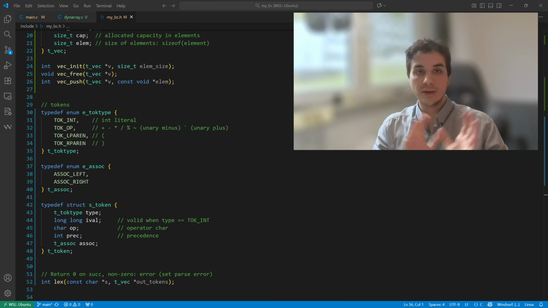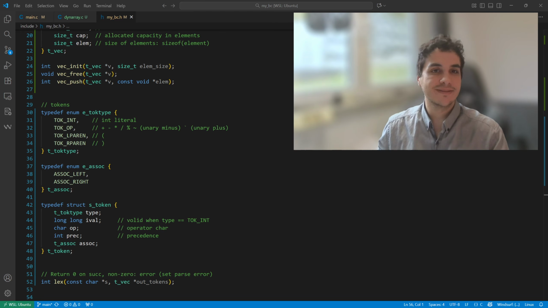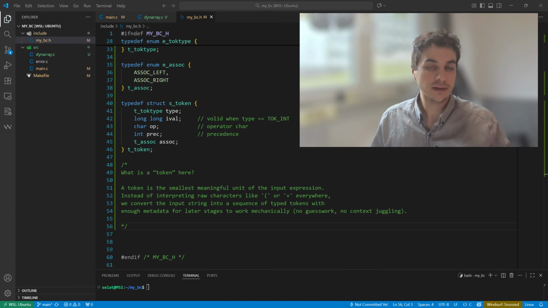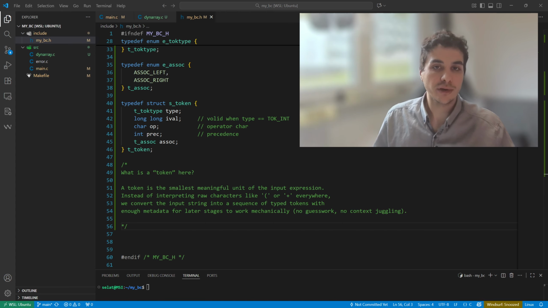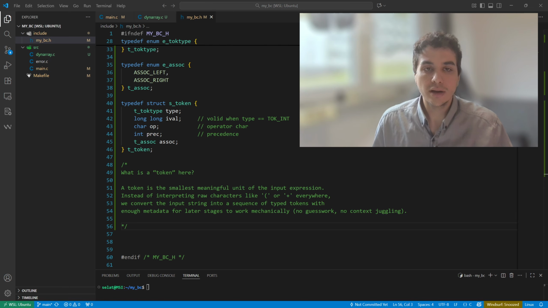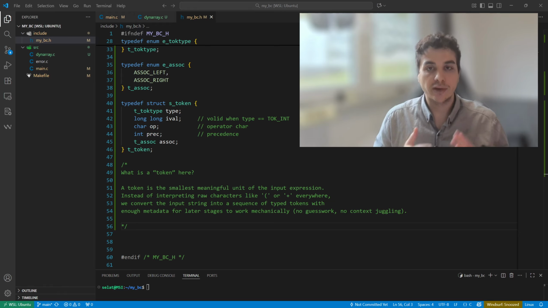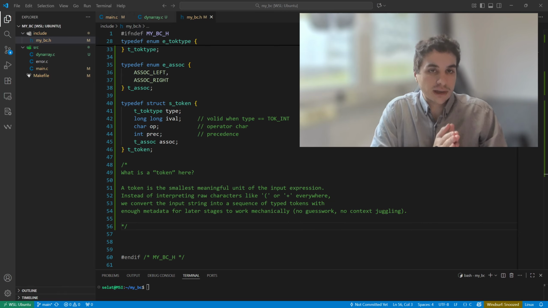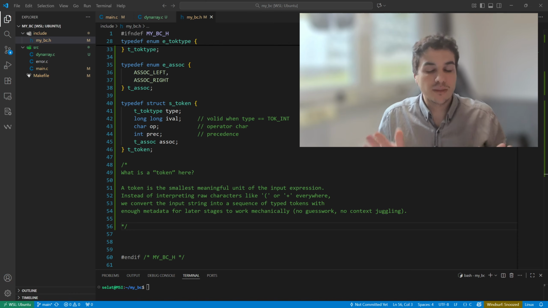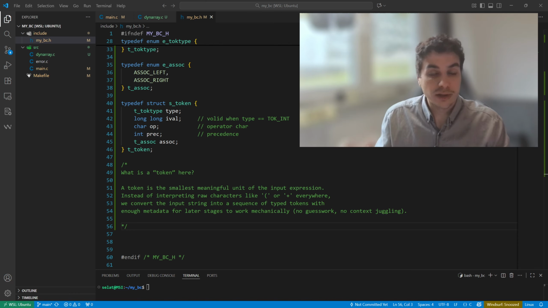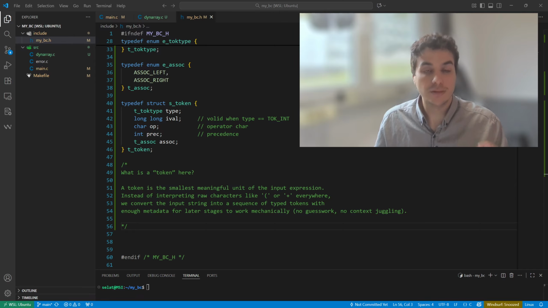In the previous video we created our tokens and we were about to start the lexers. Let me first explain to you how the tokens work and why we need them. If you ask what a token is, it's simple. A token is the smallest meaningful unit of the input expression. Instead of interpreting raw characters like parentheses or plus everywhere, we convert the input string into a sequence of typed tokens with enough metadata for later stages to work mechanically. We will not have any guesswork or context juggling, and we will have a clean result.